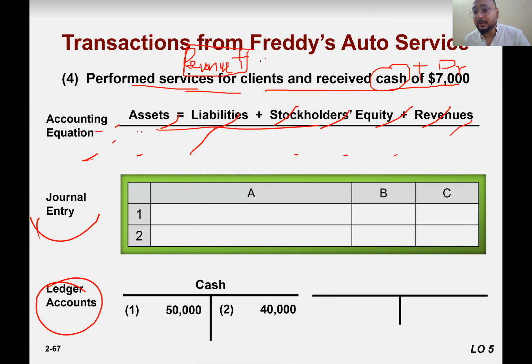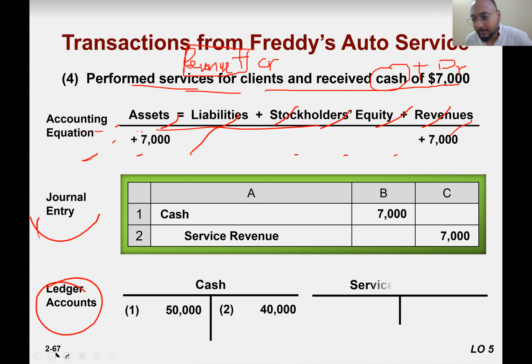Revenue increase means credit. Now, can you say the entry? Can you pronounce the entry? Nice. Say the entry. Cash to revenue. Well done. Cash to revenue by 7,000.